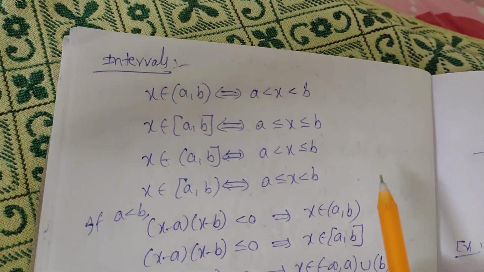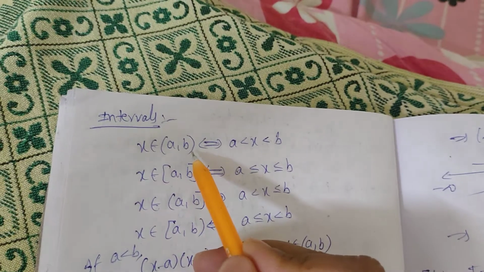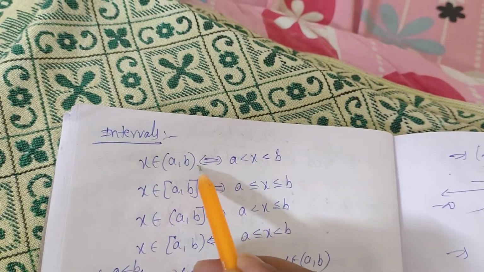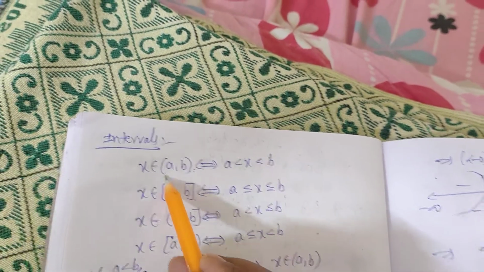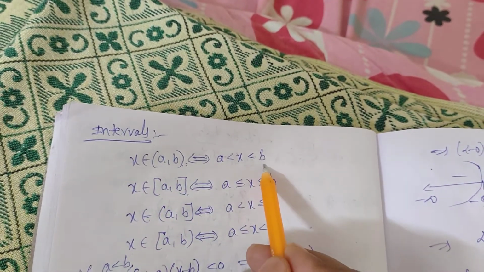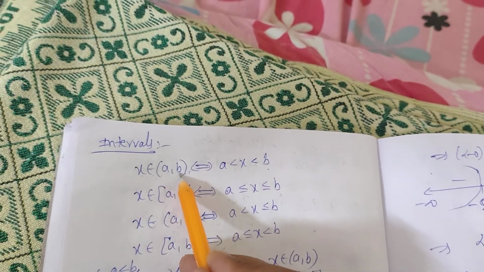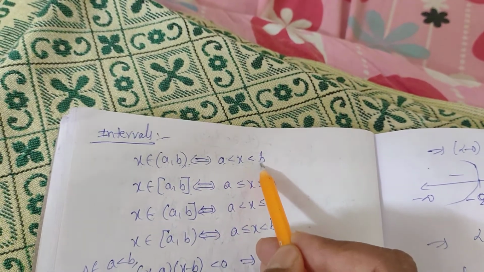Before going to give questions, just remember these intervals. Already we know about these intervals, but once more I remind you: x belongs to open a comma b. Intervals means you just understand open a comma b, open intervals. These are called closed intervals. x belongs to open a comma b if and only if a less than x less than b. That means x lies in between a and b, but x is never equal to a or b. That means a strictly less than x less than b.